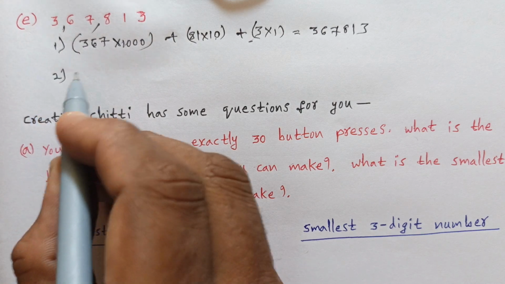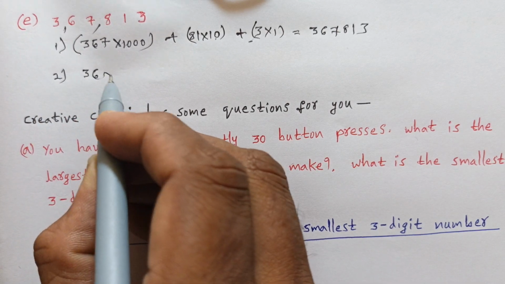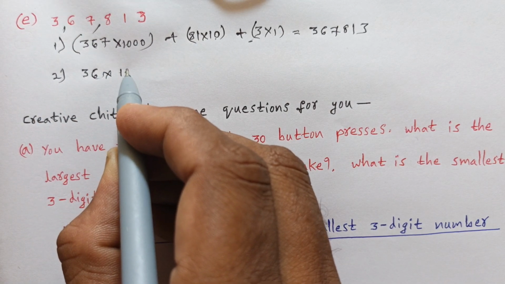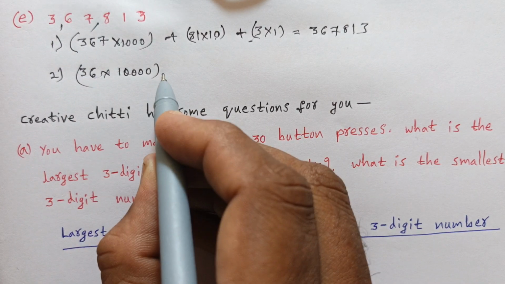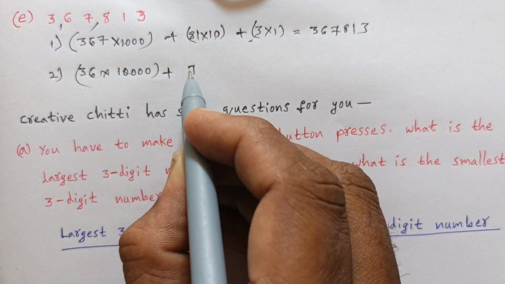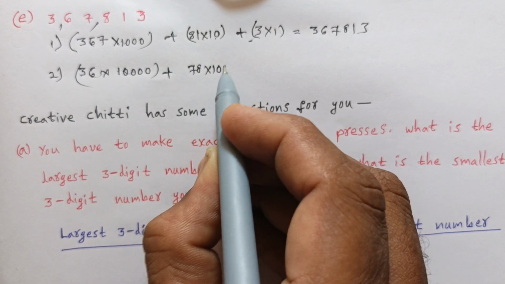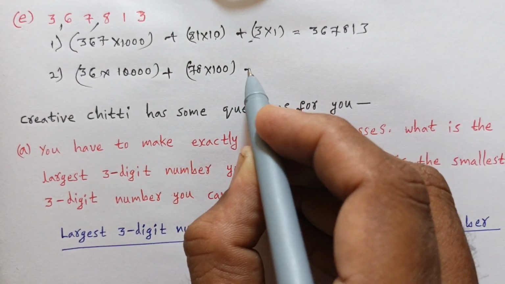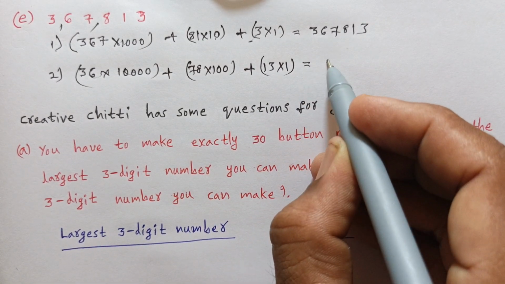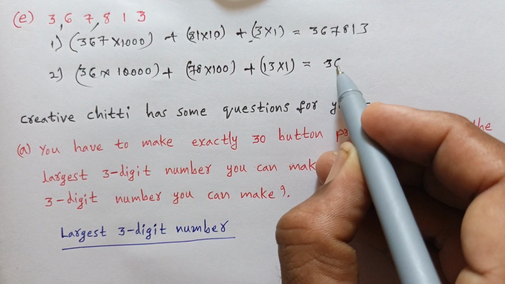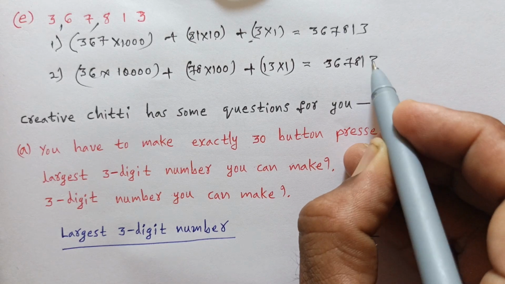And the other way is 36 into 10,000 I am taking, and 78 into 100, and 13 times we have to press one button. So like this also we get the same result.